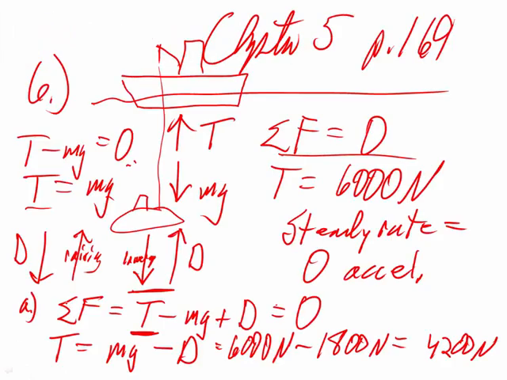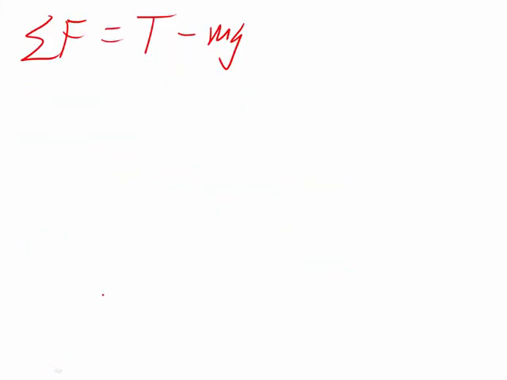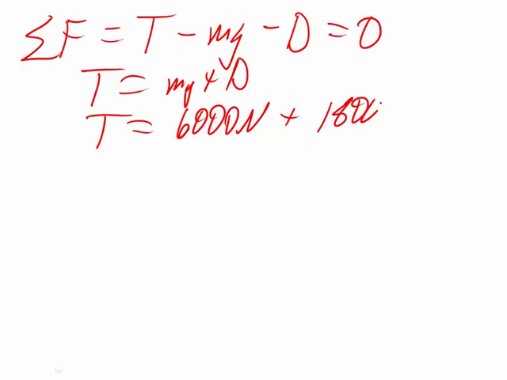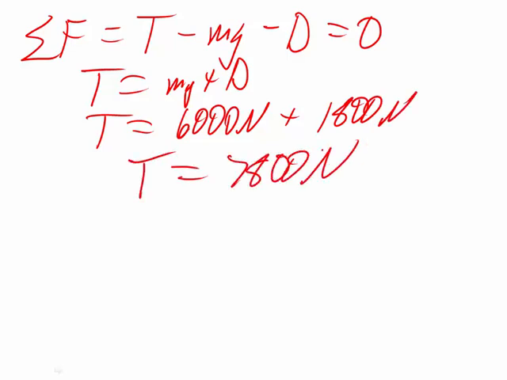So the sum of all forces is equal to the tension minus mg. All right, now look at D. D is in the opposite direction. Minus D is equal to 0. So then the tension is equal to what? Add mg to both sides and add D to both sides, mg plus D. So then the tension is what? 6,000 newtons plus 1,800 newtons. So the tension is equal to 7,800 newtons, okay?